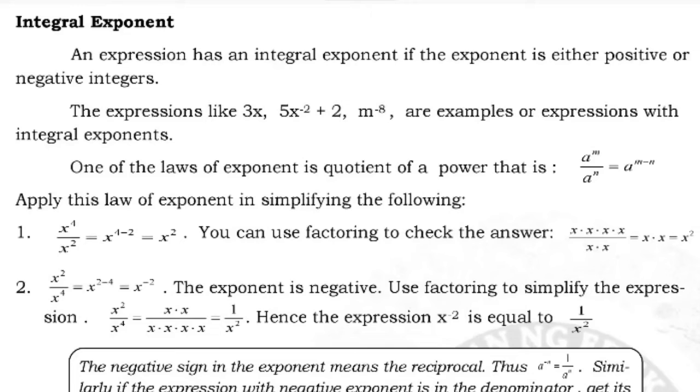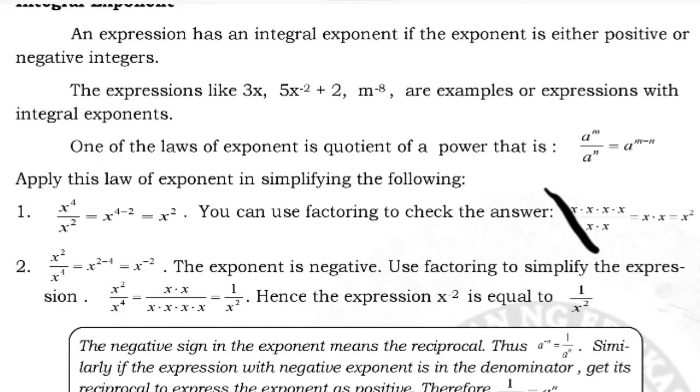Then you can use factoring to check the answer. So x to the power of 4, x is being raised to the 4th power, so you're going to have 4 factors of x, x times x times x times x. Then the denominator is x squared, 2 factors of x, so x times x. Then, using the cancellation process, we're going to cancel 2 x's in the numerator and denominator.